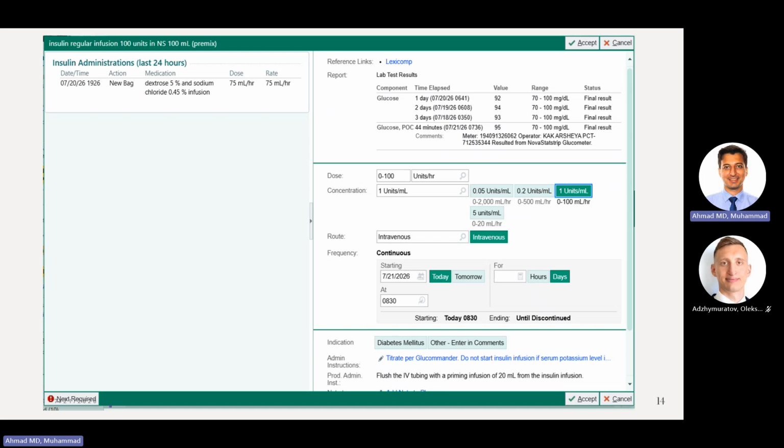So it will preset 1 unit per milliliter. That's okay. You can keep it like that. That's the FDA approved first rate for the insulin drip. All right. And like I said, if you haven't done this yet and you need to do it, sit down and do it with your senior or attending. But a lot of it, thankfully, is self-explanatory when you go through the order.